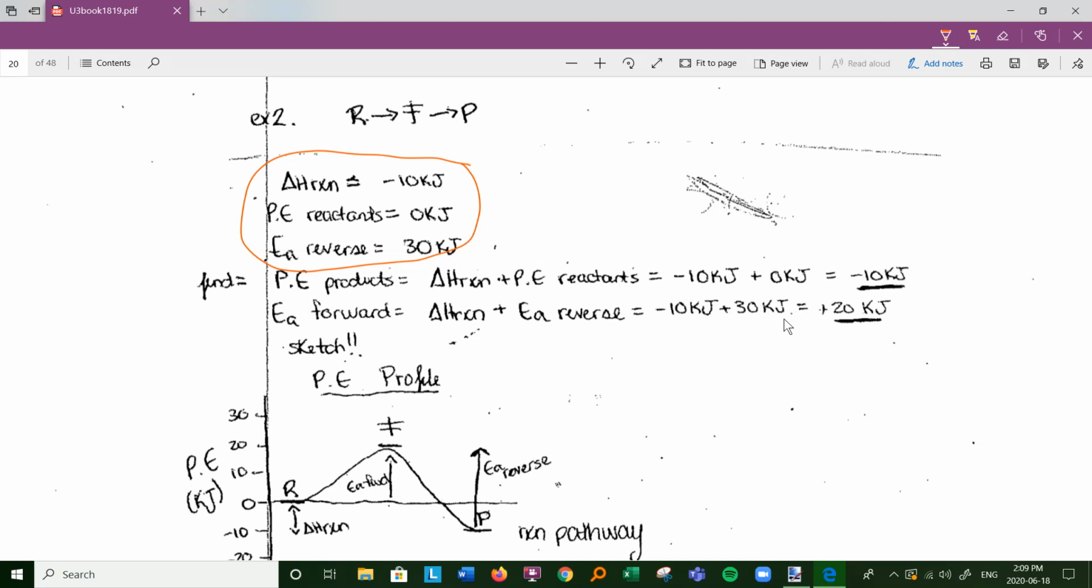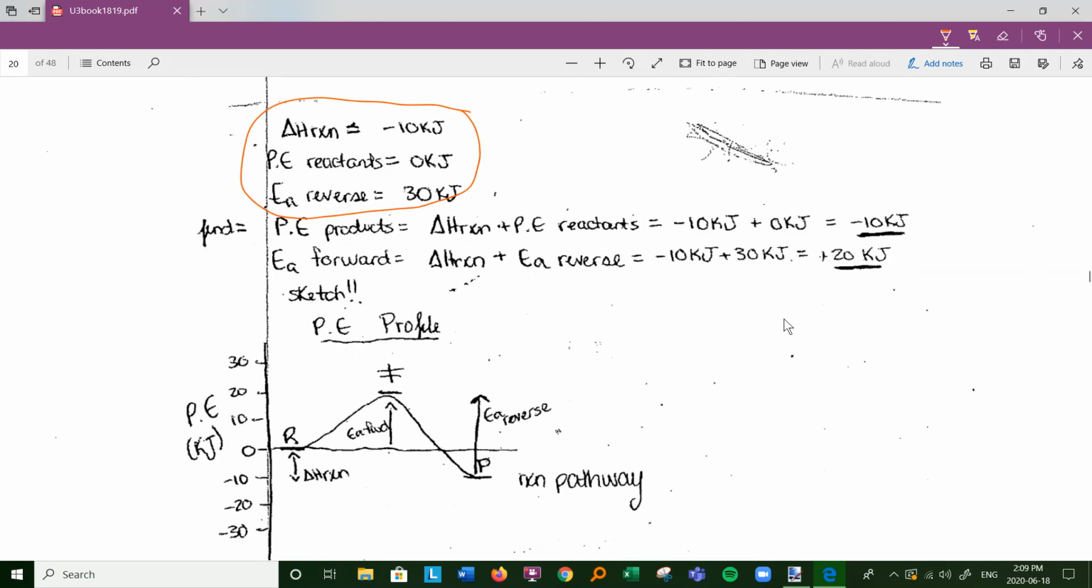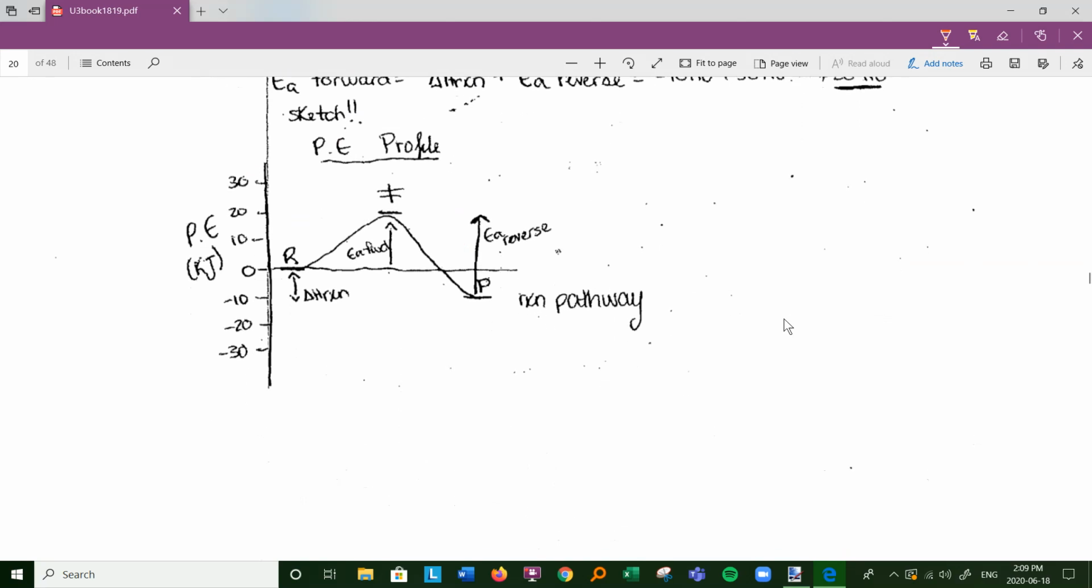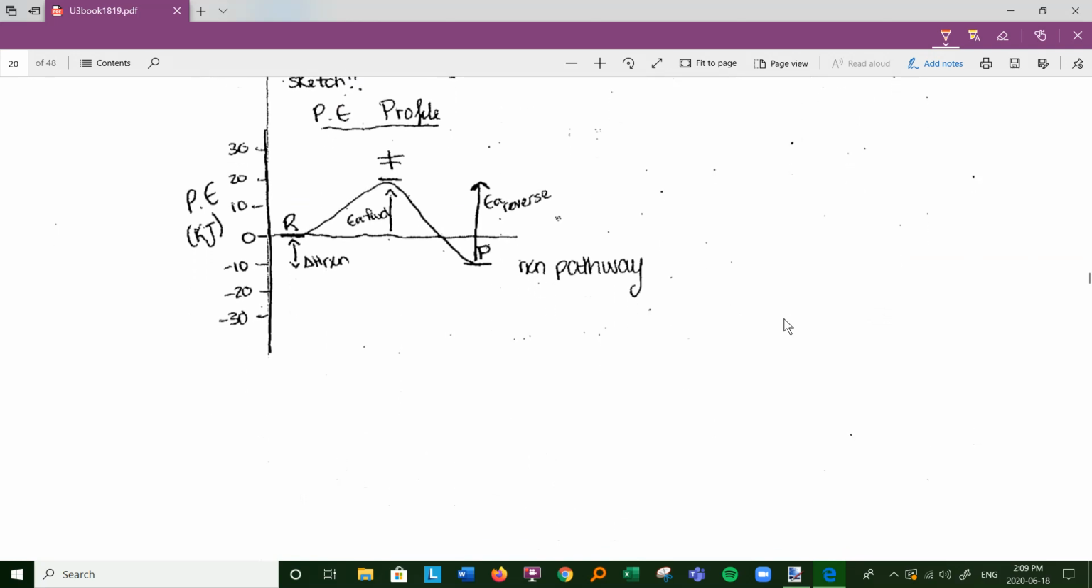So now I have all that data, and I can sketch it. There's my potential energy profile. This will be out of 8 points. So 1 for this scale, 1 for this scale, or it could be out of 2. Label 3, 4, 5, 6, 7, 8. Maybe another one just for the general shape of the graph.